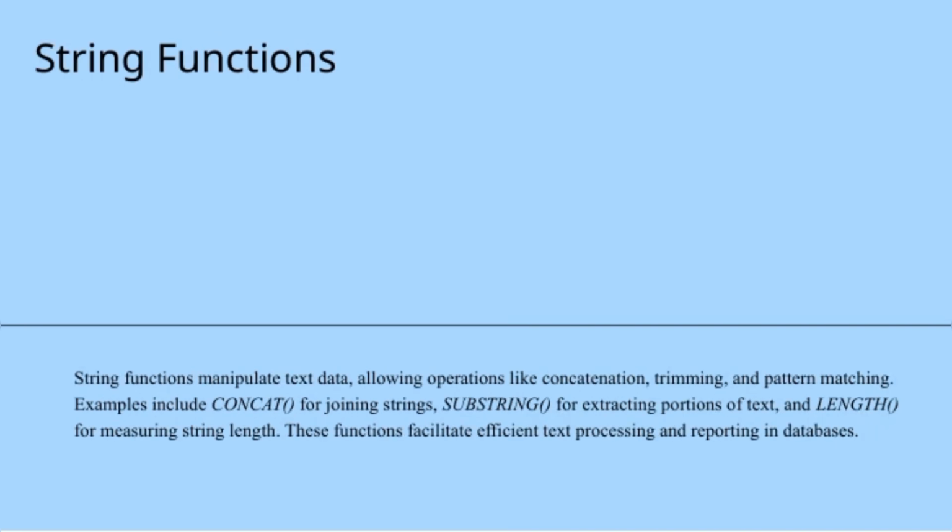Now, let's talk about string functions, which are essential tools for manipulating text data in databases. These functions let us perform a variety of operations, such as joining strings together, trimming unnecessary spaces, or matching specific patterns within text. For example, the concat function helps us combine multiple strings into one seamless piece of text. Substring allows us to extract a specific part of a string, which is useful when we only need a portion of a larger text.